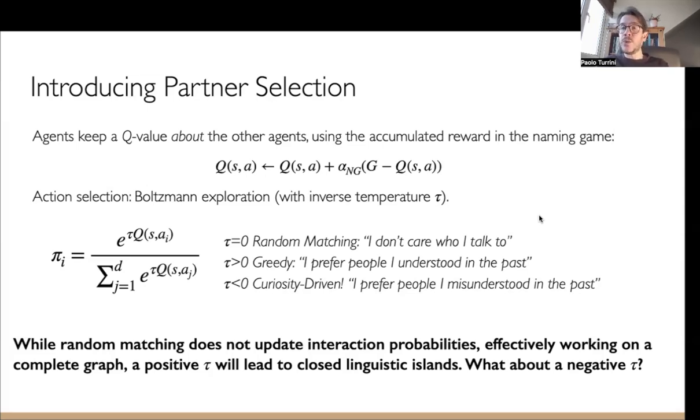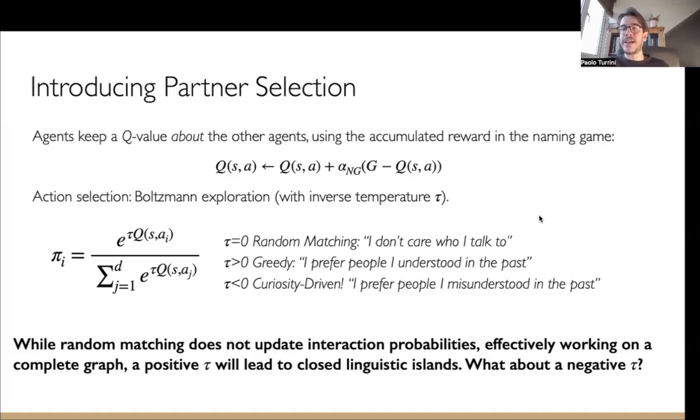But with high temperature, we have greedy agents that only want to interact with people that they understood in the past, while a negative temperature is curiosity-driven partner selection, which is what we are doing here, where agents interact with other agents they misunderstood in the past. So, what's the difference? While random matching does not update the interaction probabilities, effectively working on a complete graph, the greedy Boltzmann temperature will lead to closed linguistic islands where people form their groups and only talk to people they understood, giving rise to many languages, not just one.